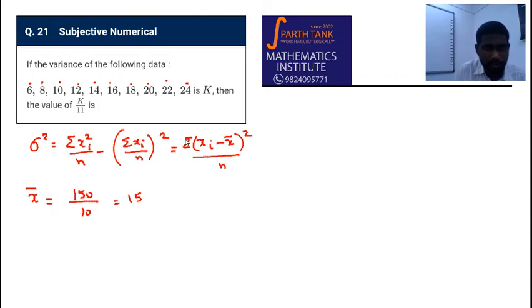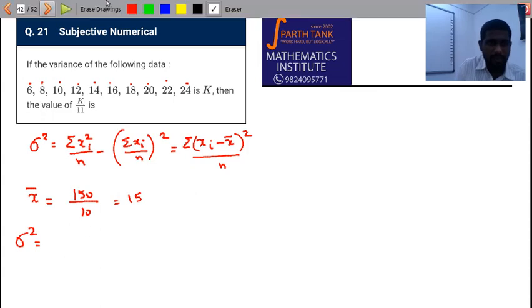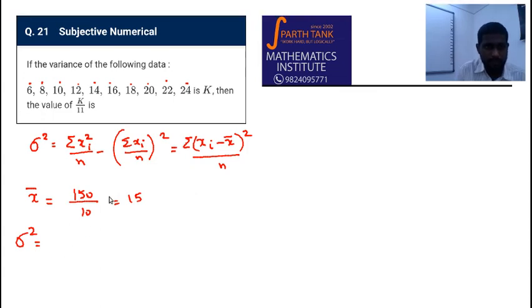Now what will be the xi minus x bar the whole square? So variance is therefore the summation of, or let me remove the summation first, 6 minus 15 squared is 9 squared. 8 minus 15 squared is 7 squared. 10 minus 15 squared is 5 squared. 12 minus 15 squared is 3 squared. 14 minus 15 squared is 1 squared. And then again 16 is 1 squared.